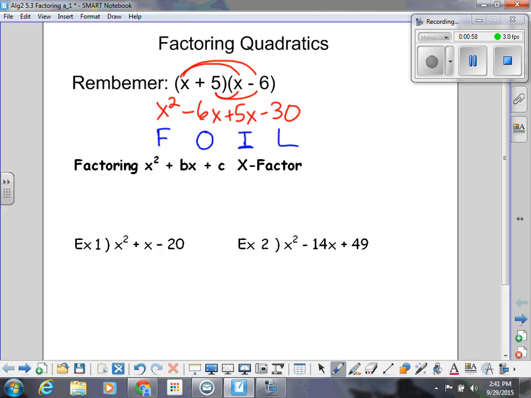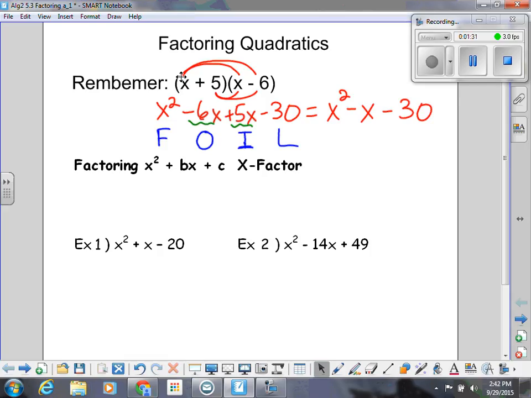So if we distribute or FOIL, then we always combine our like terms, and that would give us x squared minus x minus 30. So what do we do if we have x squared minus x minus 30, and I wanted to know how it originally started off as parentheses? That's what factoring is, and we're going to talk about that. There are many ways to factor, but I'm going to show you just one way.